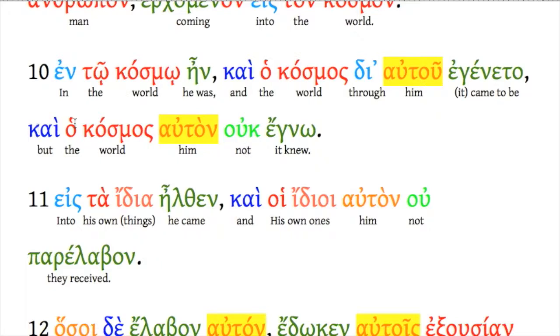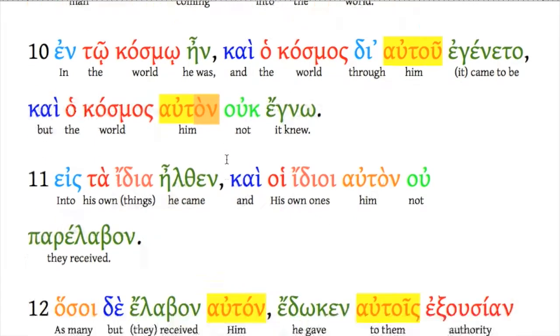Look at this one. Ho kosmos, the world, auton ouk egno. The world, him, not it knew. Okay? Weird English word order here, right? We would say the world did not know him. But here we have, since we have the accusative case, John is bringing that to the front, probably a little emphasis there. The world, him, did not know. Okay? So auton, receiving the action of the not knowing, and so this is accusative case.